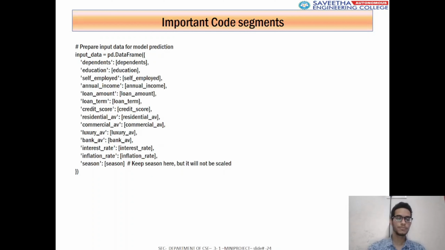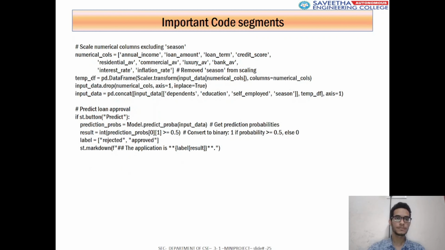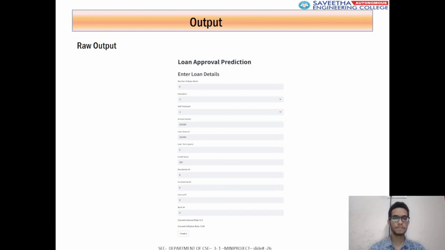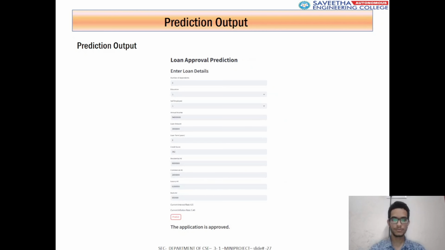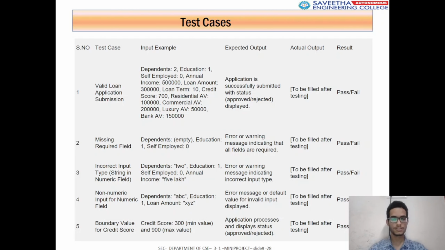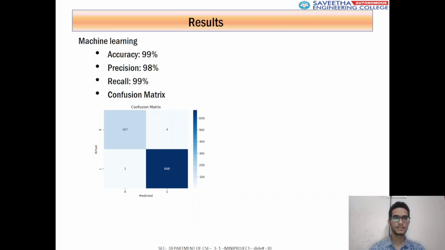In this part, input is prompted from the user from the front end. So the user will give his or her annual income, loan amount, credit score, etc. The output will be predicted and the results will be shown. So these are the raw output that we have taken, and the predicted value. These are some of the test cases, and the precision and accuracy and recall of the project.